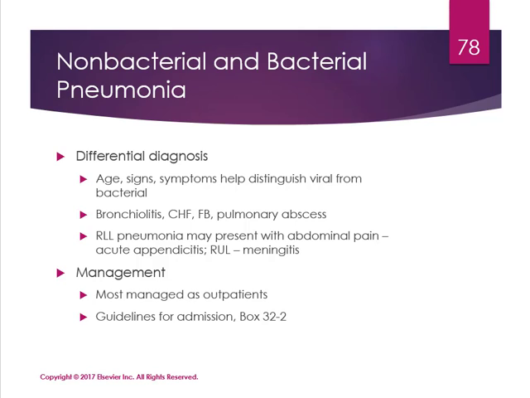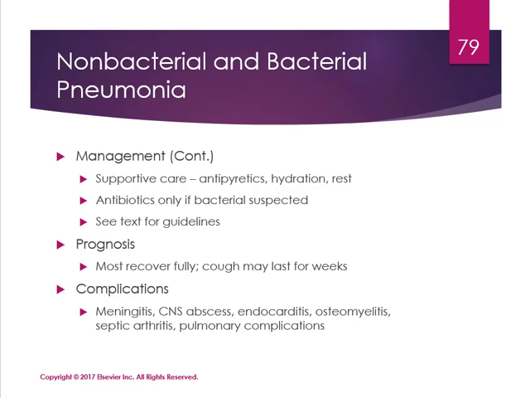If you look on page 826 on table 32.7, it gives more information about the variants in the pneumonia microorganisms. And then on page 827, box 32-2 gives criteria for hospital admissions for pneumonia based on age of the child. Management is mostly supportive care with antipyretics, hydration, and rest. Antibiotics are only used if bacterial pneumonia is suspected. Guidelines for outpatient and inpatient treatment for bacterial pneumonia based on age and pathogens are found on page 827 in the book.